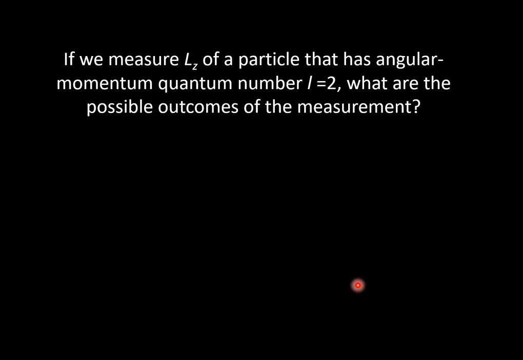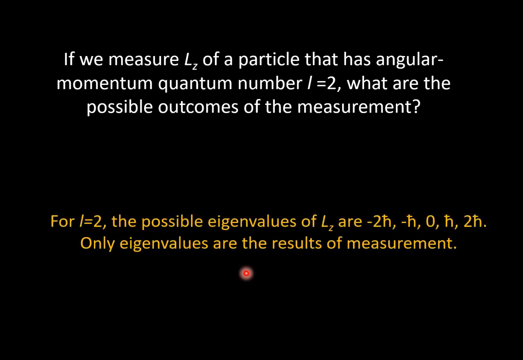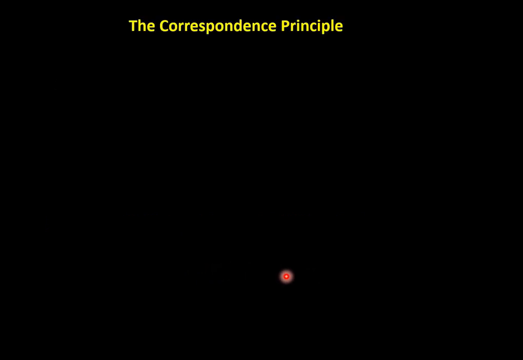So these are the eigenvalues, and naturally if it's an eigenfunction, the outcome of measurement is of course one of the eigenvalues. So the answer is, for L equal to 2, the possible eigenvalues of Lz are minus 2h cross, minus h cross, 0, h cross and 2h cross. Only eigenvalues are the results of measurement because it's an eigenfunction of Lz.